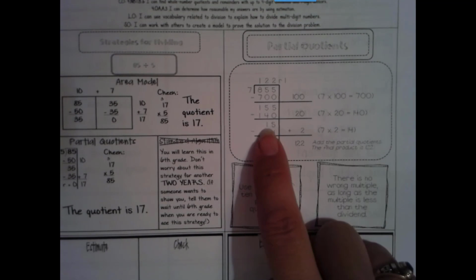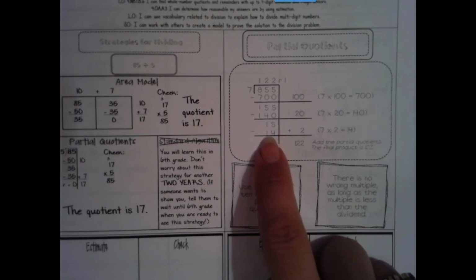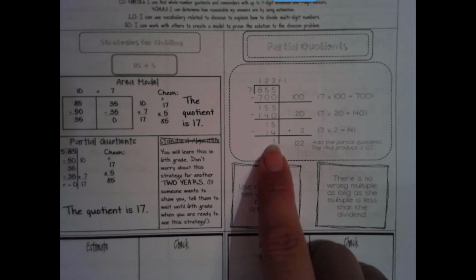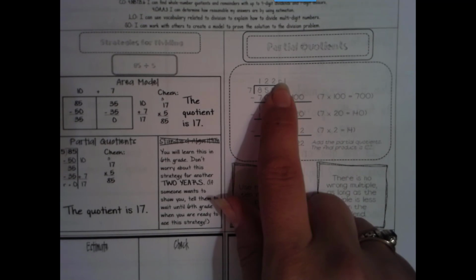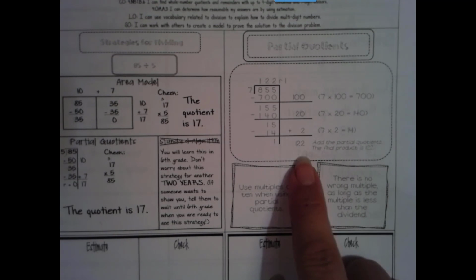Then we're going to take out 20 groups of 7. 7 times 20 is 140. We're going to take that out. We get 15. 2 groups of 7. 7 times 2 is 14. 14 goes here. We take that out, and we're left with 1. So that's our remainder. Add these partial quotients together, we get 122. So up here, we can put 122, remainder 1. So if you ever see things with boxes up here, this is our total final quotient, and then our remainder, whatever that may be.